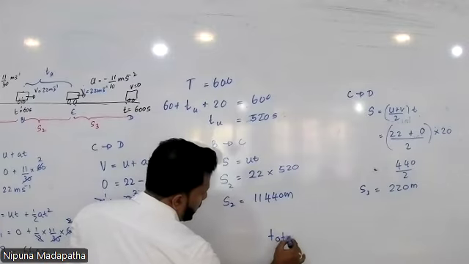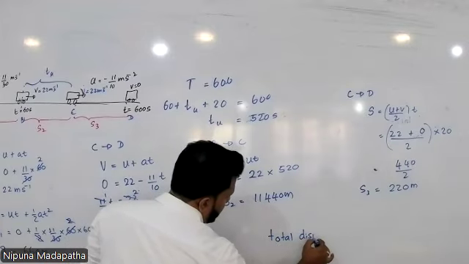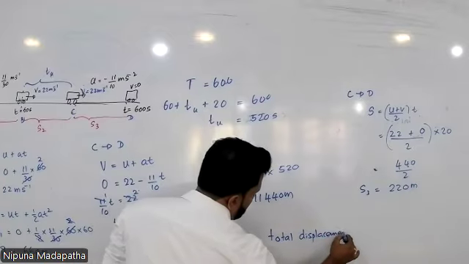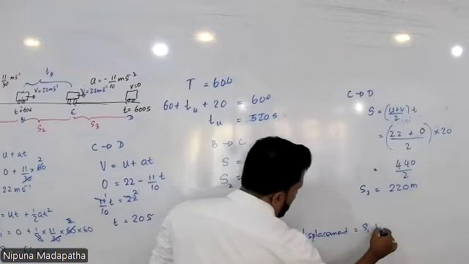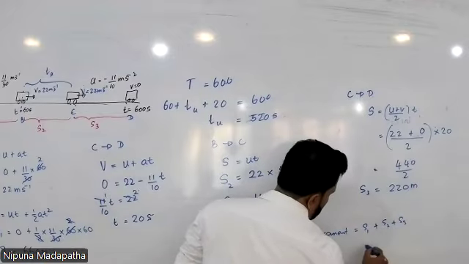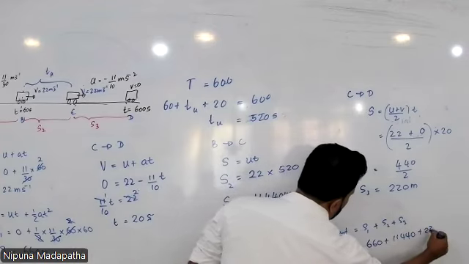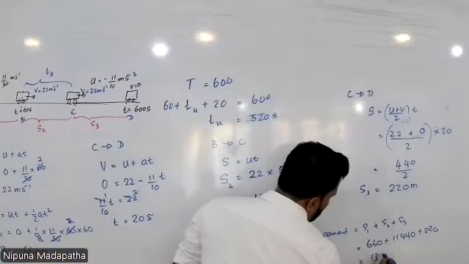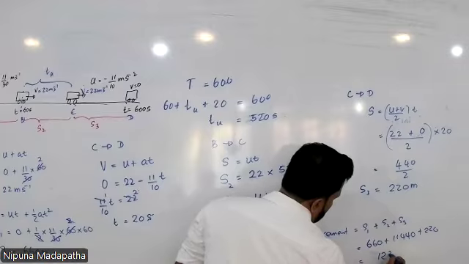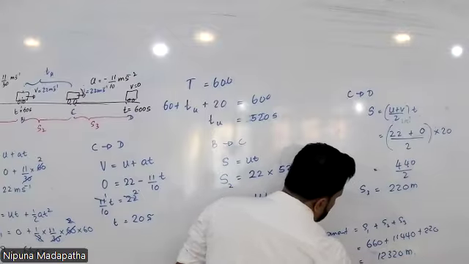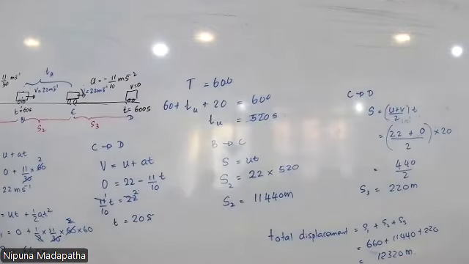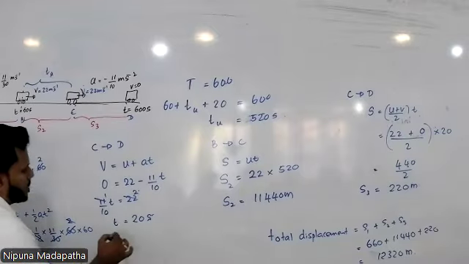So therefore, the total displacement of the body is S1 plus S2 plus S3: 660 plus 11,440 plus 220, which is 12,320 meters. These are the answers.